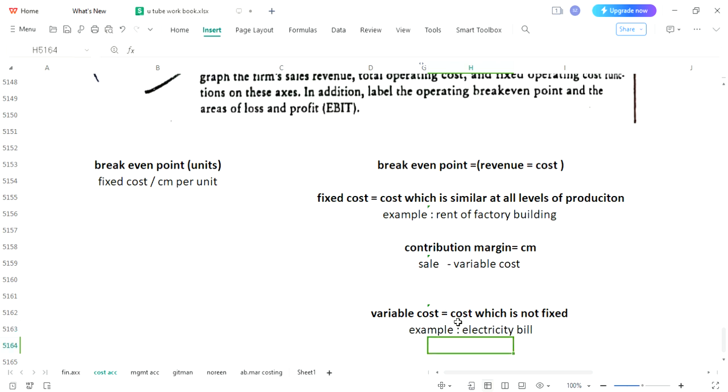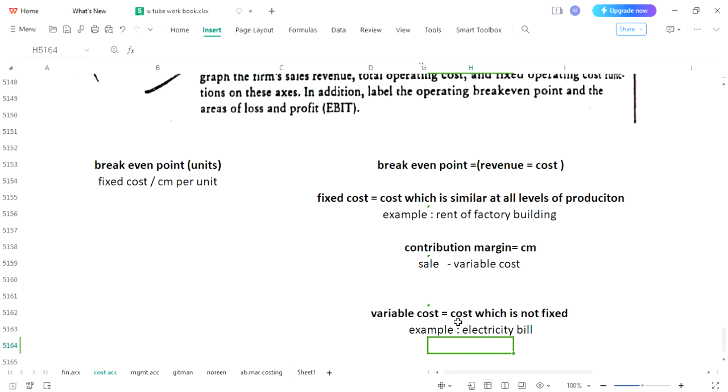Okay, so variable cost, what we have discussed is that when you increase your level of production, this cost will increase. When you decrease your level of production, this cost will decrease. The example we have taken is the electricity bill. It is easy to understand. If your level of production increases, your electricity bill will also increase. That means your machines will be working more, and more working means more consumption of electricity, which means a higher electricity bill. So the electricity bill will increase as you increase your level of production, and it will decrease as you decrease your level of production.